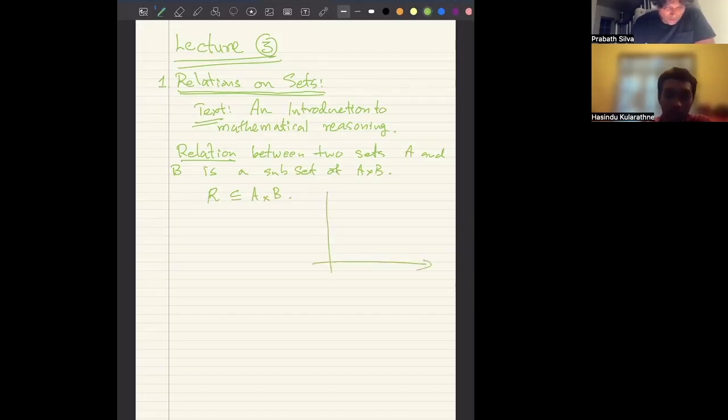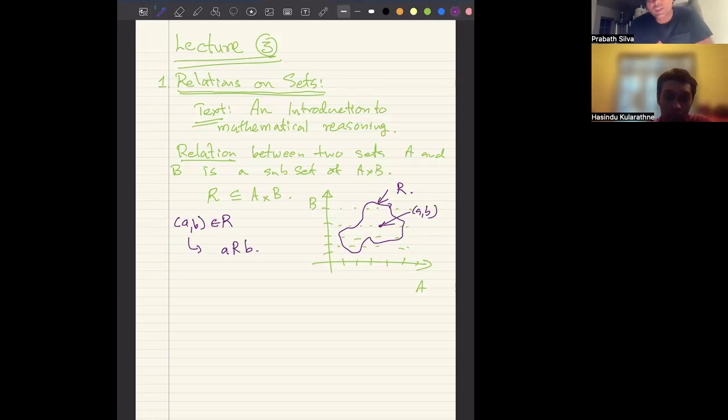This is a picture for the finite case. You have all these points in the product set, and a relation is just a subset. Typically, if you have a point (A, B) in R, we write this as A R B.